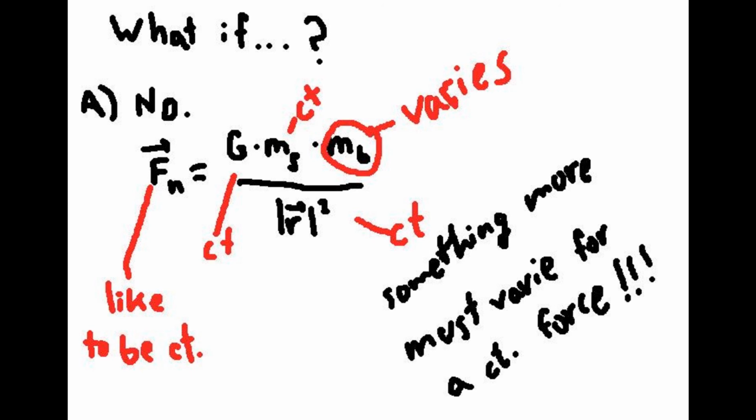Now we've got to see the what-if question, and my answer is no, because the net force will likely be constant, and all the other things on the right hand side of the equation are constant except the black hole mass, which varies. And if we want the force to be constant, there is something more that must vary for a constant force. And that's all. Lab number 3, black hole mass.